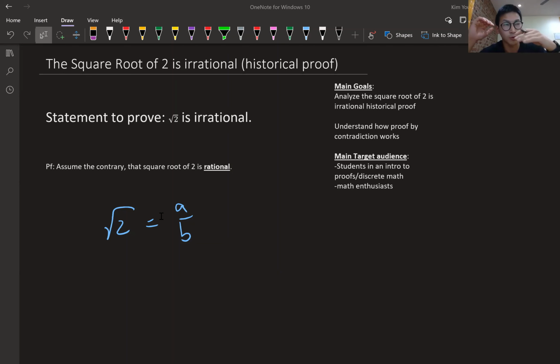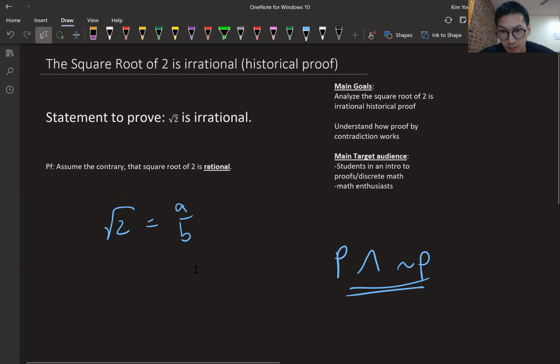And then you're going to get to a point where you get a statement P happens, and then dot, dot, dot, not P happens. So essentially, the contradiction is this, P and not P, and you know that this can't happen, okay? This cannot happen, okay? Cool.